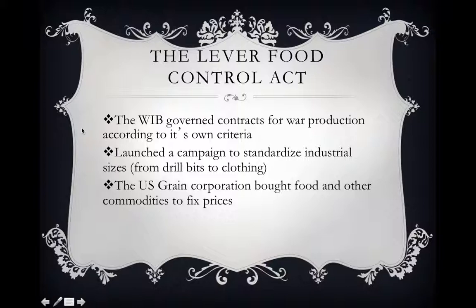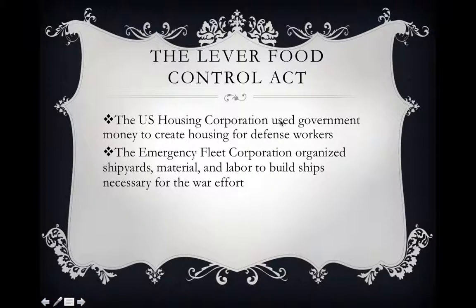Remember what I told you: during any war, inflationary pressures build up. So you end up seeing commodity prices going up during a war. And what these boards, and the Grain Corporation specifically, were trying to prevent was hyperinflation or excessive inflation of these different commodities. All right, the Housing Corporation. Because there was a dramatic increase in the number of defense workers, it was set up to actually create housing for defense workers for specific industries. And the Emergency Fleet Corporation organized shipyards and materials and helped to build ships necessary for the war effort.